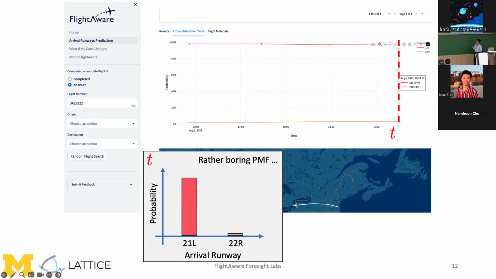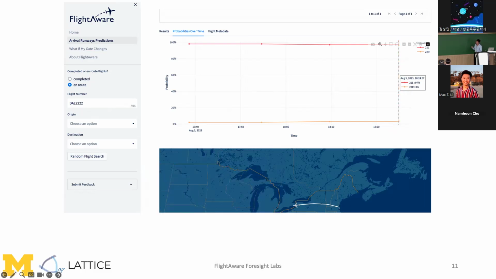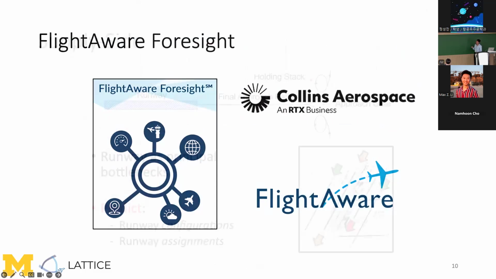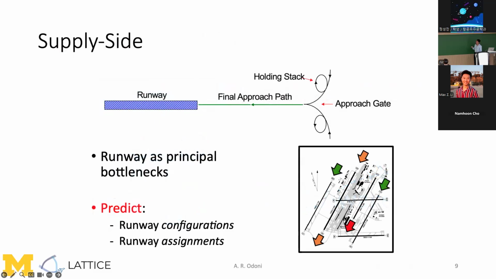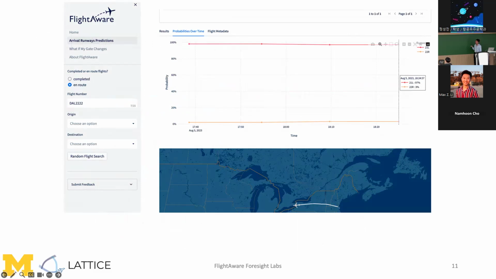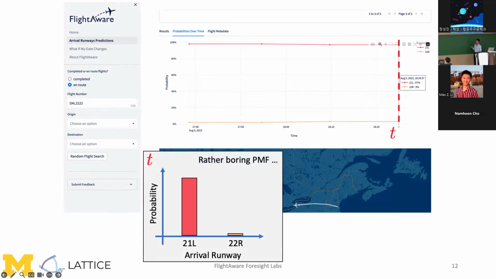Again, this is not very surprising because there's no weather on this day. So Detroit is in an optimal configuration, and they thought that I was going to land on this runway. This is 21 left here. And I did. A very boring prediction. This is a day where you can probably trust machine learning because it seems like it's doing quite well. Not a very hard day for air traffic management.